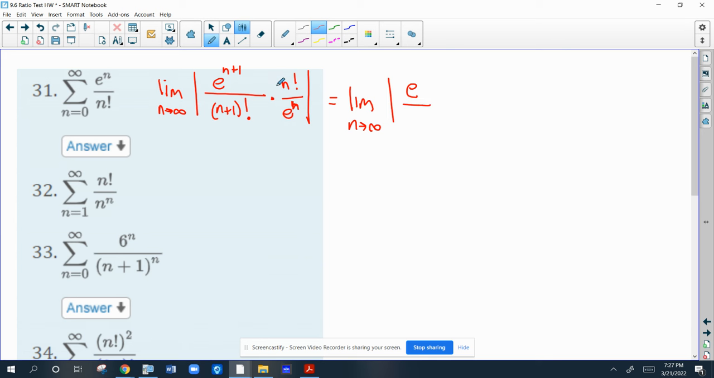n factorial is everything 1 times 2 times 3 times 4 up to n. n plus 1 factorial is everything 1 times 2 times 3 times 4 up to n, and then one additional term times n plus 1. So all those terms cancel with this n factorial, except for that last term, n plus 1. This limit is a constant over this first degree polynomial, so we know it's going to be 0, and that is less than 1. So this has absolute convergence.